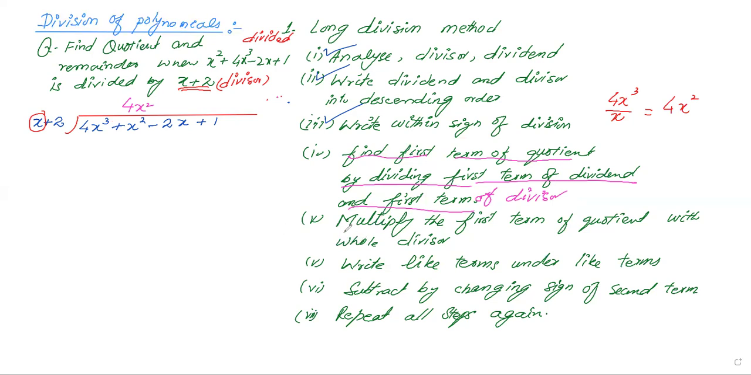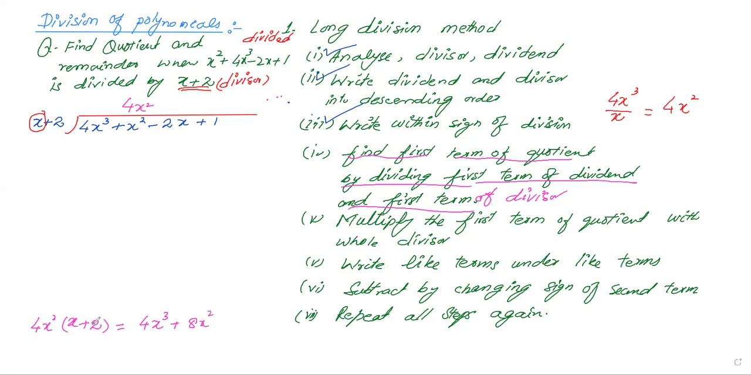The next step is to multiply the first term of the quotient with the whole divisor. So in the rough stage, you have to multiply 4x squared by the whole divisor. The whole divisor is x plus 2. When you multiply, open this bracket: 4x squared multiplied by x becomes 4x cubed, plus 4 twos are 8x squared.